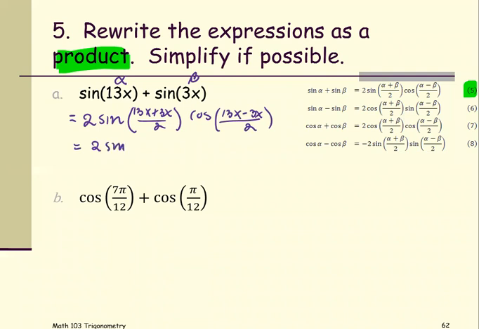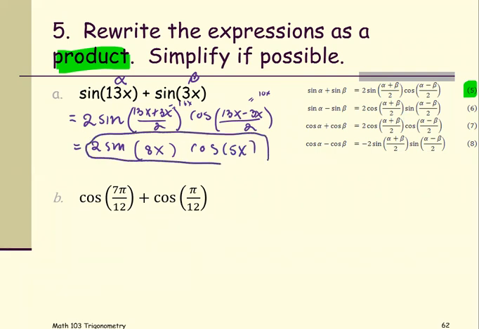Then we have 2 times sine of 13x plus 3x, that's 16x. 16x divided by 2, simplify to be 8x. And then multiply by cosine of 13x minus 3x, or 10x, as a numerator, divided by 2, reduce, and becomes 5x. Now we rewrote the expression sine of 13x plus sine of 3x as the product, and we are done.